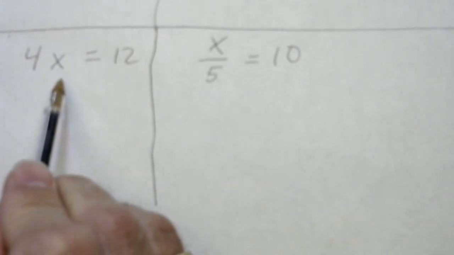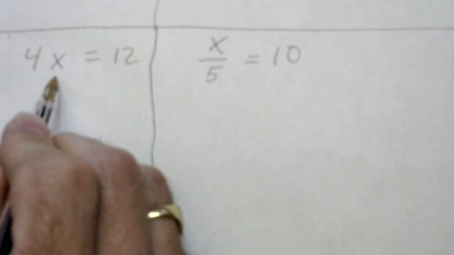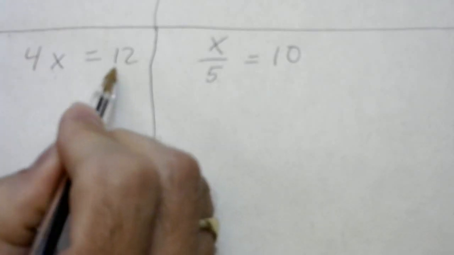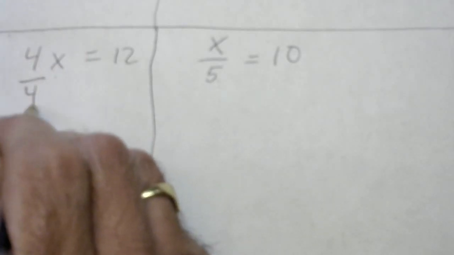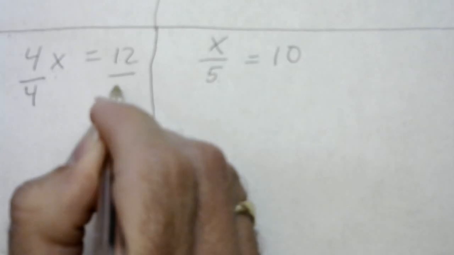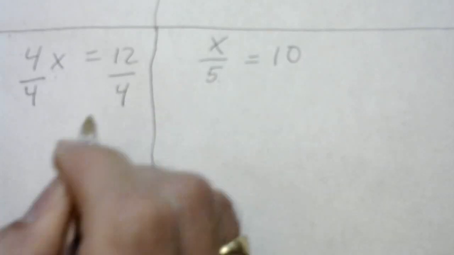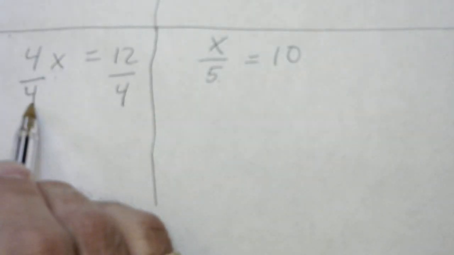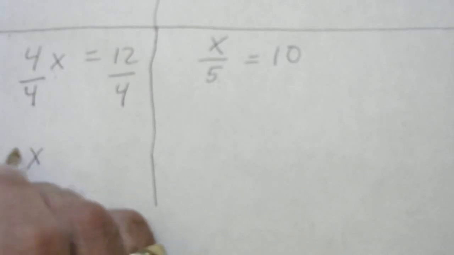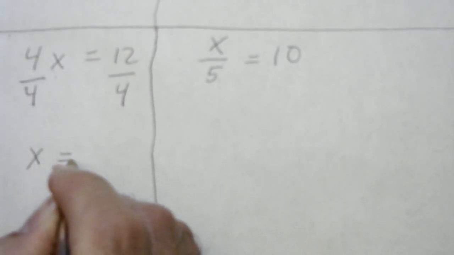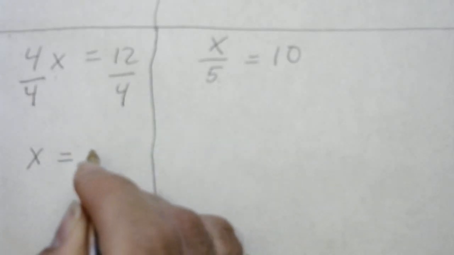So down here I'm multiplying. So the opposite of multiplying is dividing. So divide by 4, and then I have to do the same thing over here, divide by 4. So then 4 divided by 4 is 1. Now 1x, I actually don't have to write the 1 because the fact that it's there means it's 1. So then 12 divided by 4 is 3.